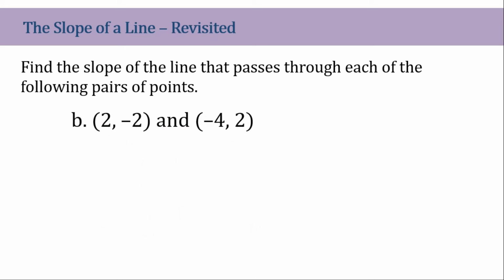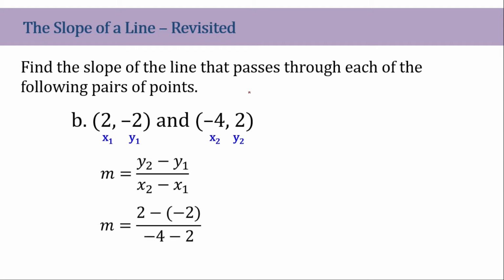Now for letter B, let's use again the same steps. Let's assign points. This will be point 1 and point 2. Now let's write the slope formula and substitute the given that we have. So that is 2 minus negative 2. Remember to put parentheses when substituting a negative number next to the subtraction sign. All over negative 4 minus 2. Let's simplify the numerator and denominator first. 2 minus negative 2 gives us positive 4, and negative 4 minus 2 gives us negative 6. To simplify it further, we have the slope of negative 2 over 3.